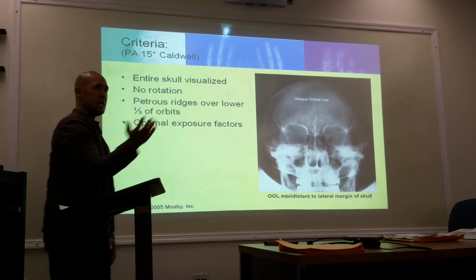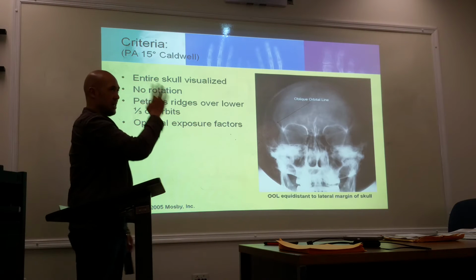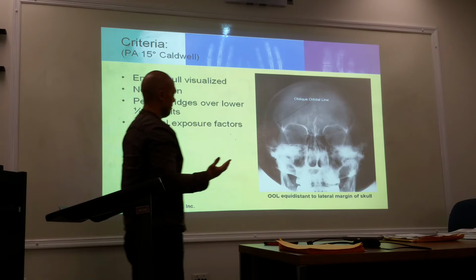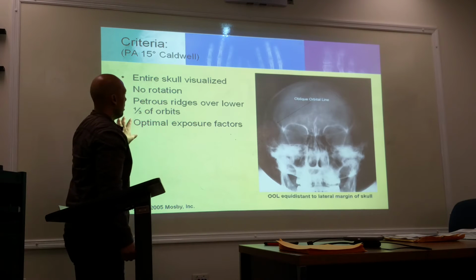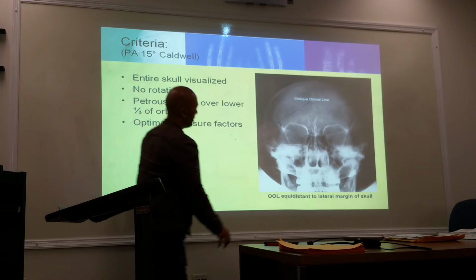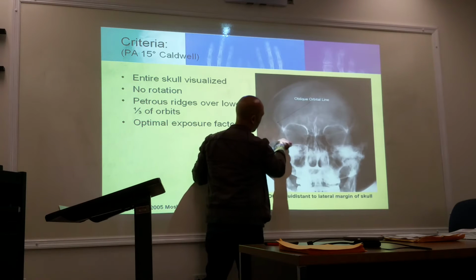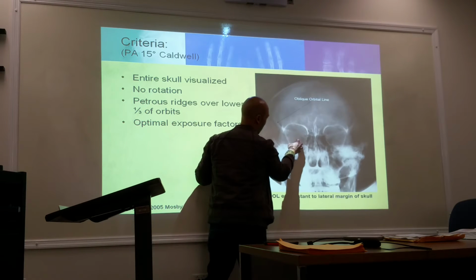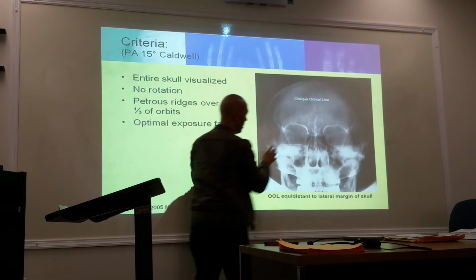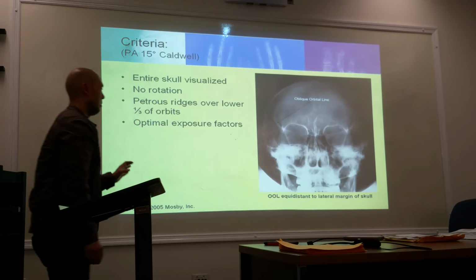Okay, so the PA 15 degrees Caldwell. No rotation. Mid-sagittal plane, again, mid-sagittal plane is perpendicular. We are good. The petrous ridges are going to fill the lower third of the orbits. This is how we know that we've got a properly positioned angled PA Caldwell.